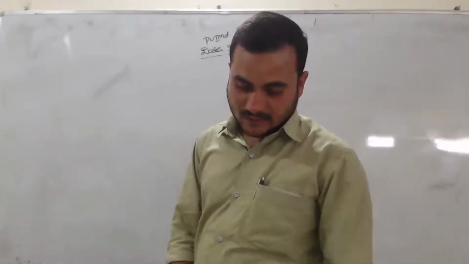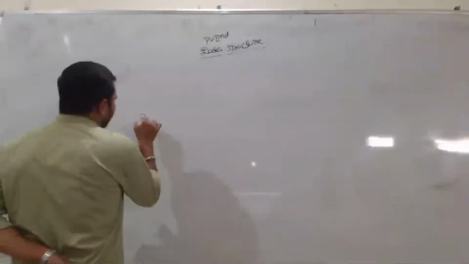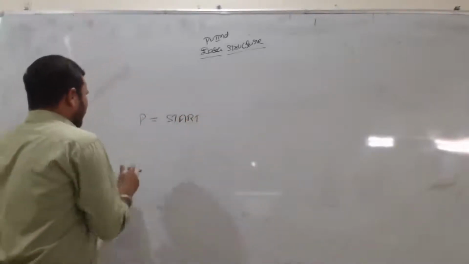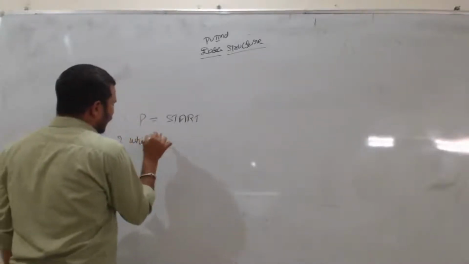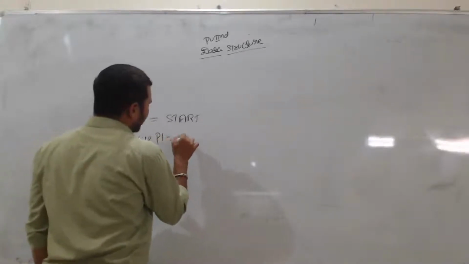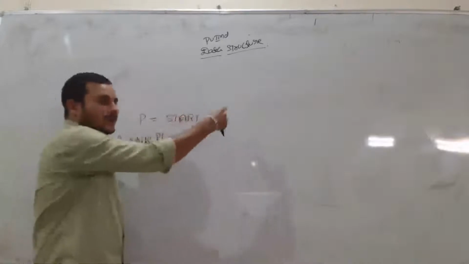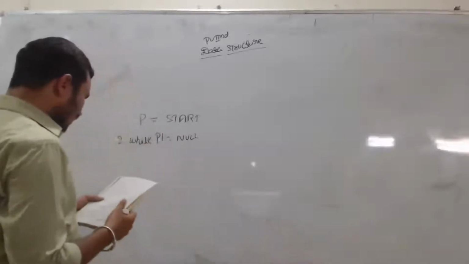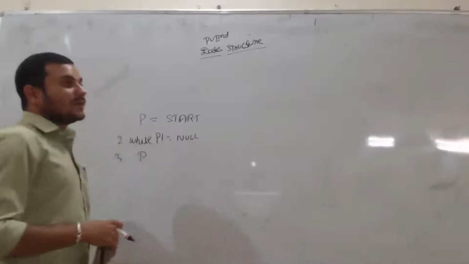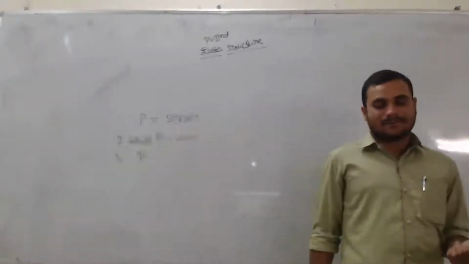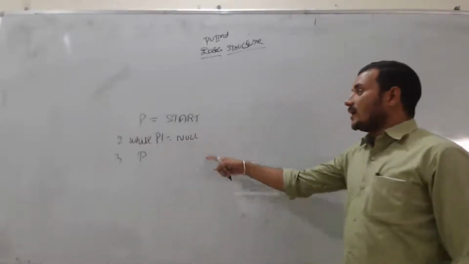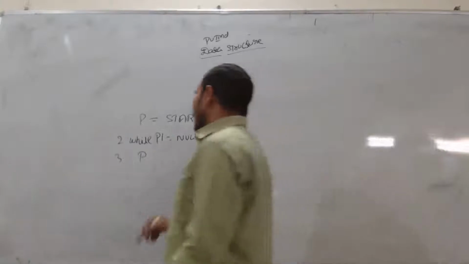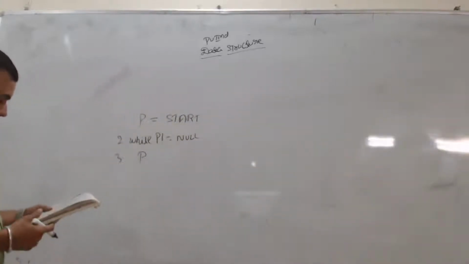So yesterday we discussed the algorithm: pointer p is equal to the start pointer. Step 2, while p is not equal to null, that means the node will be in continuous motion. Step 3, if p is not equal to null, the node will be traversed and we process the data. The traversal will continue in each node until the condition becomes false.